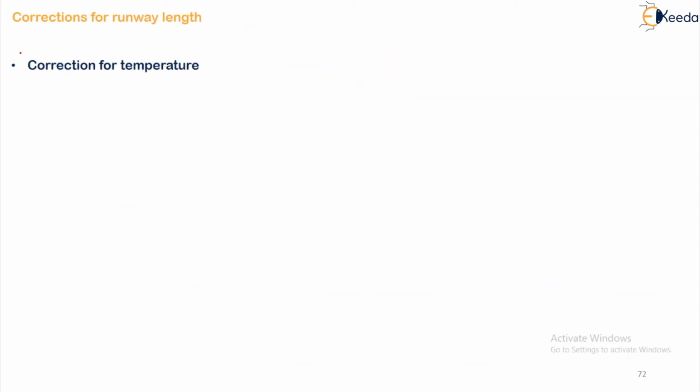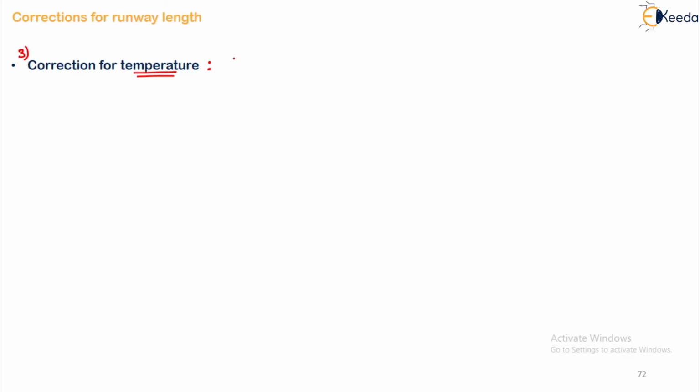Moving to the next one, the third one is the correction for temperature. The rise in temperature above the reference temperature has the same effect as the increase in elevation above the mean sea level. Whatever happens with the elevation increase above mean sea level will happen with the rise in temperature. So after the basic length is corrected for elevation of the airport, it is increased at a rate of 1% for every 1 degree rise in airport reference temperature above the standard atmospheric temperature at that elevation. That is the standard we follow.